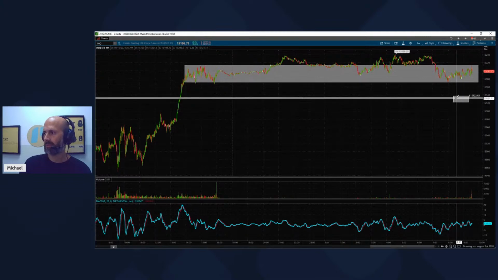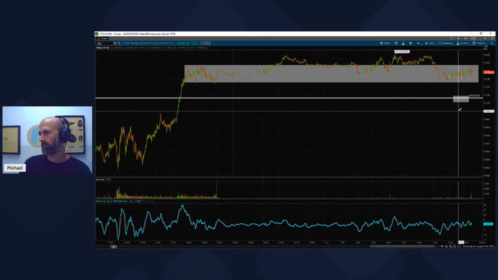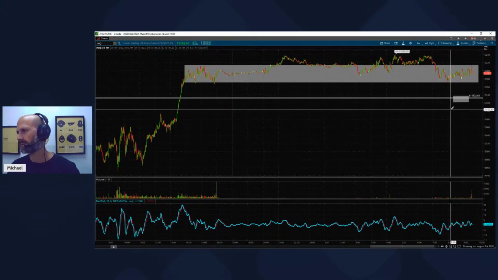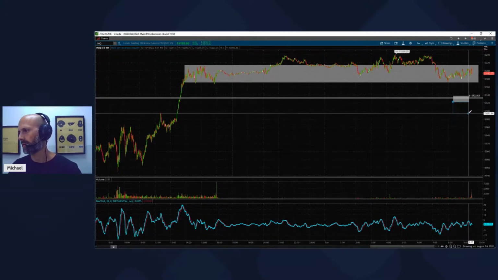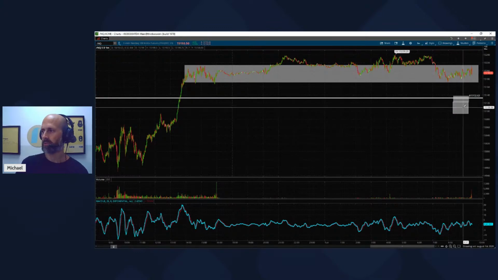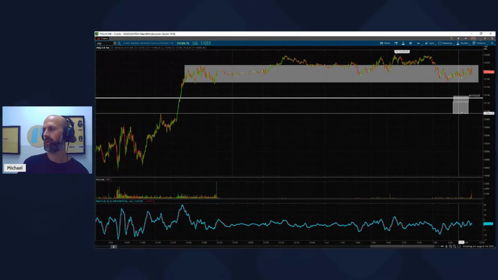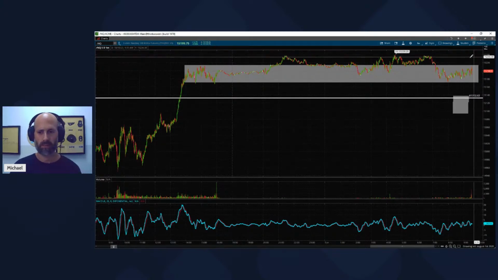Again, between 15,130 all the way to 15,100. So that will be the entries and the stop at the bottom, while we're trying to push to the upside.